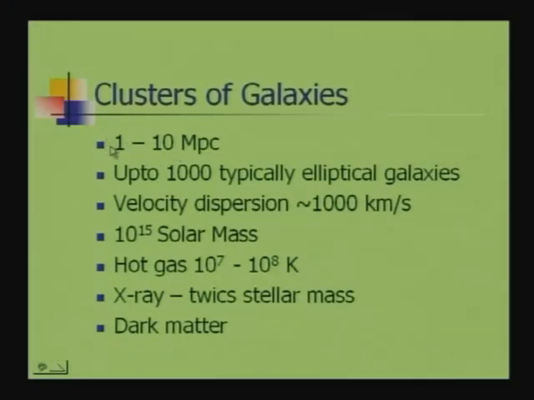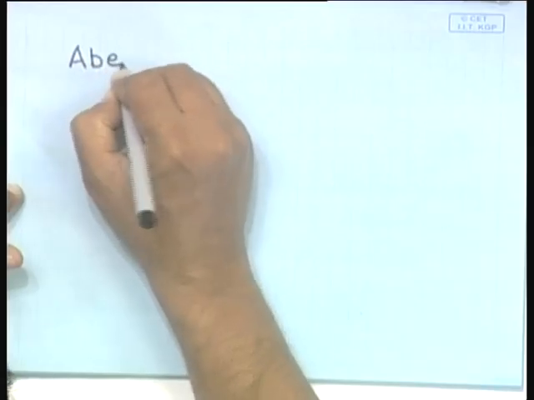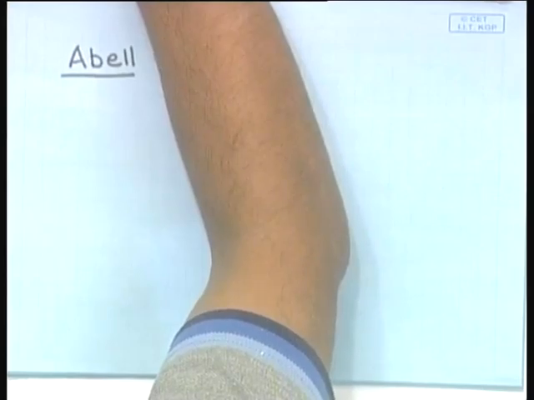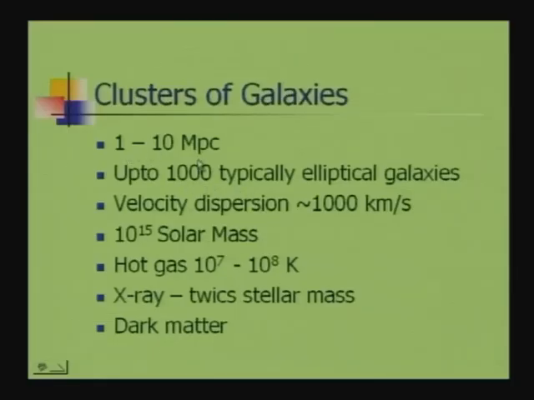You can make a formal definition. An astronomer called Abell did pioneering work in identifying clusters and classifying groups of galaxies as clusters. He has given definitions of what he calls a cluster, and these are called Abell clusters, but we shall not go into that. For our purposes, clusters of galaxies are of size 1 to 10 megaparsec, and they can have up to 1,000 galaxies within this region. And these are typically small elliptical galaxies. You do not find many spiral galaxies in the clusters.